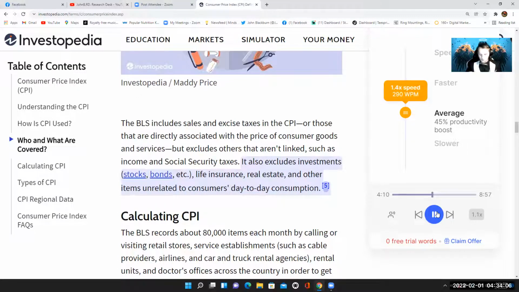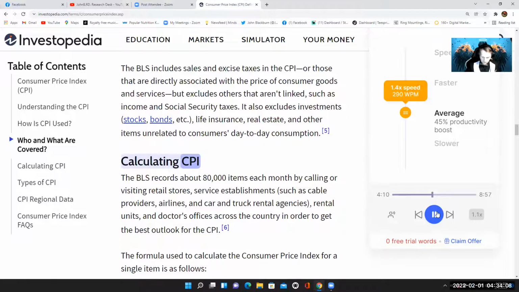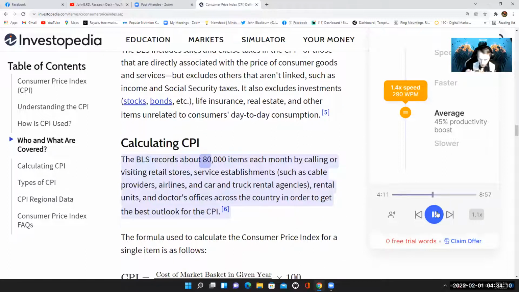Calculating CPI. The BLS records about 80,000 items each month by calling or visiting retail stores, service establishments, such as cable providers, airlines, and car and truck rental agencies, rental units, and doctors' offices across the country in order to get the best outlook for the CPI.